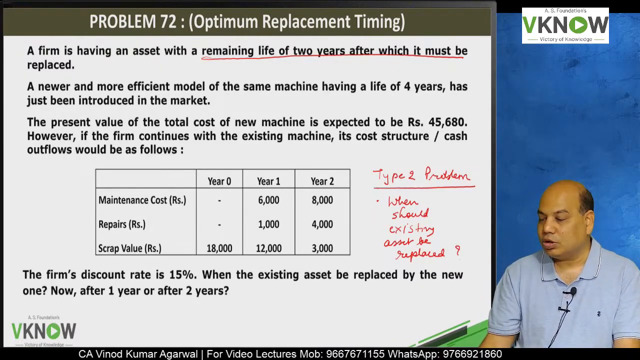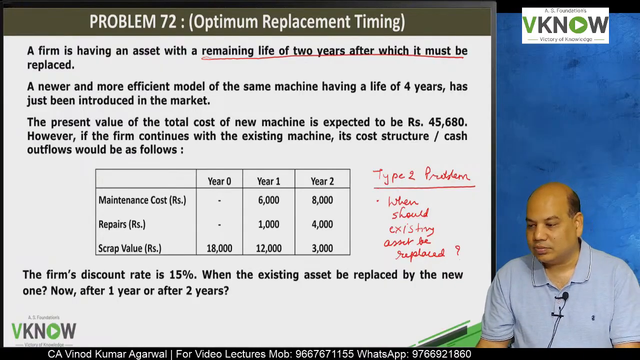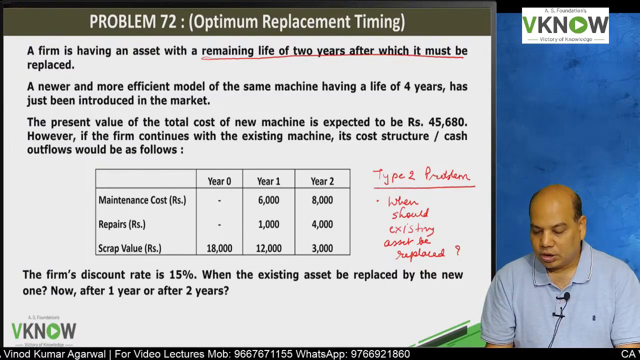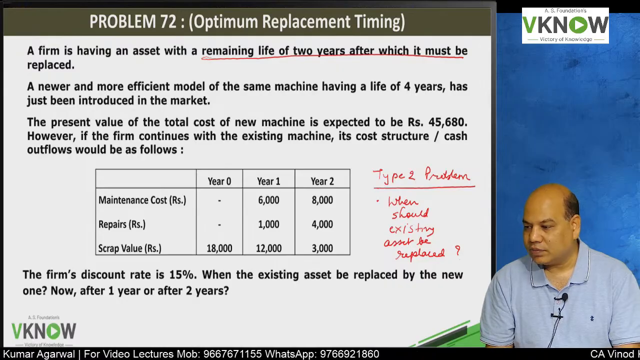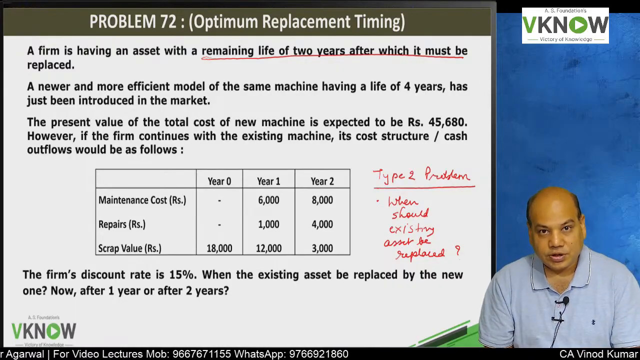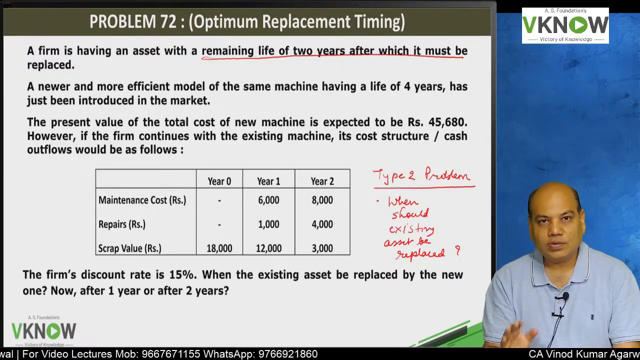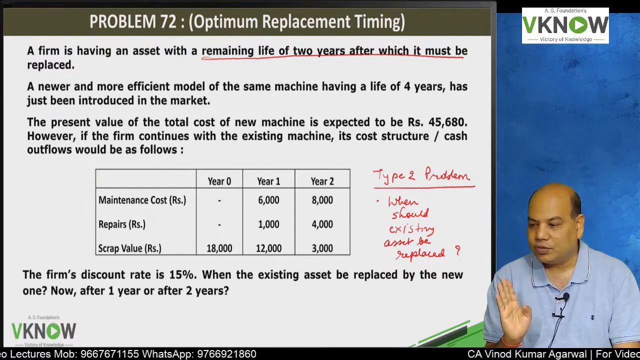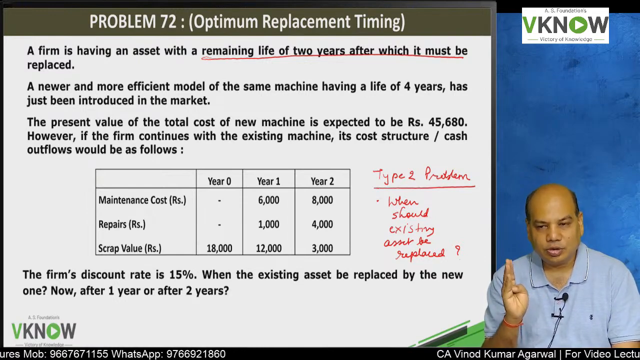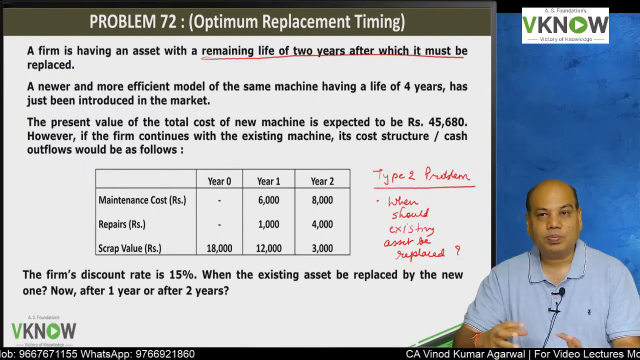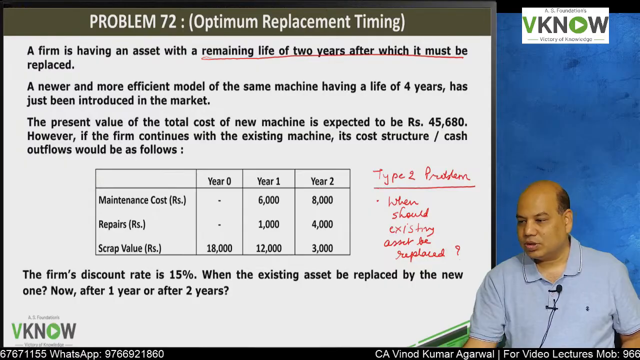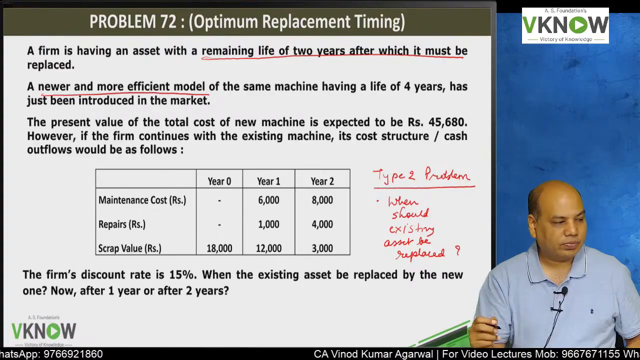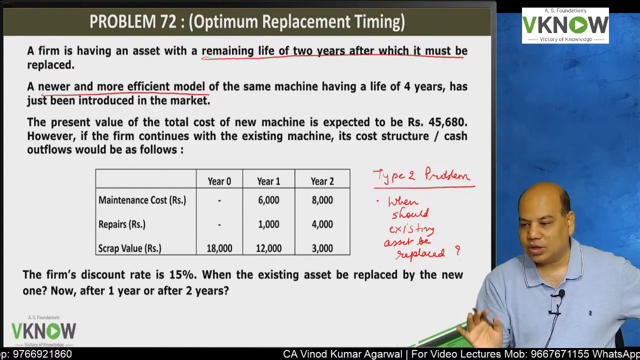Type 1 problem is the optimum replacement timing of a machine which your company requires for a very long time. A newer and more efficient model of the same machine having a life of 4 years has just been introduced in the market. So you have an existing machine which you can use for 2 more years. You can use it for 1 year, for 2 years, or replace it now by a new and better machine. But a new and more efficient model does not mean you are going to replace it now only. On pure financial grounds, you have to take the decision.